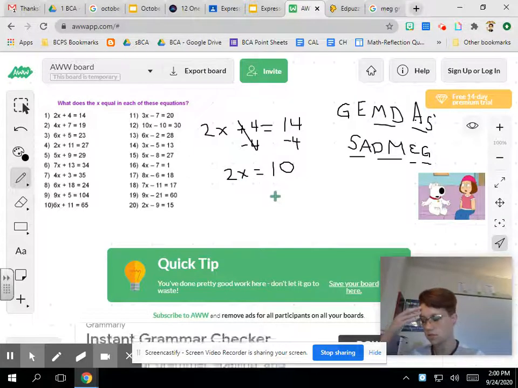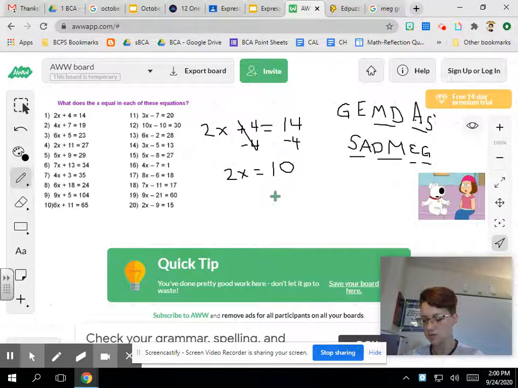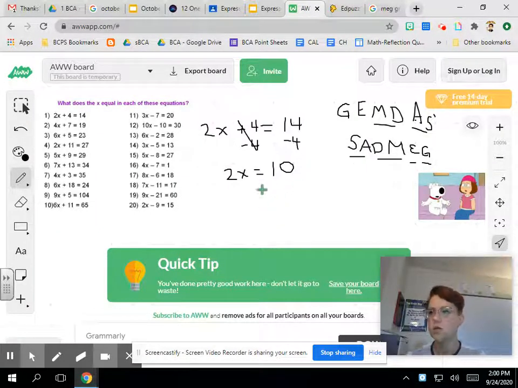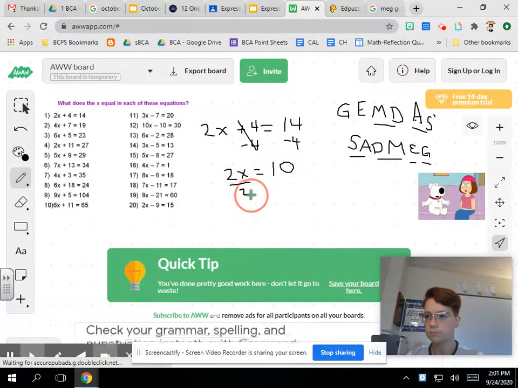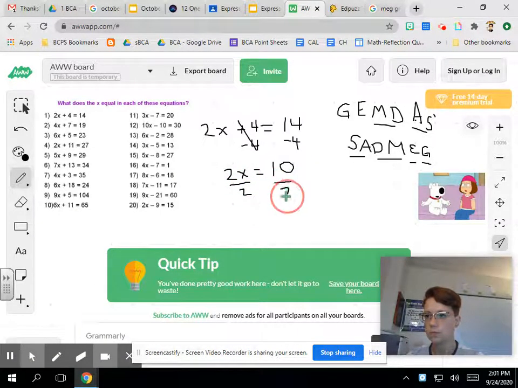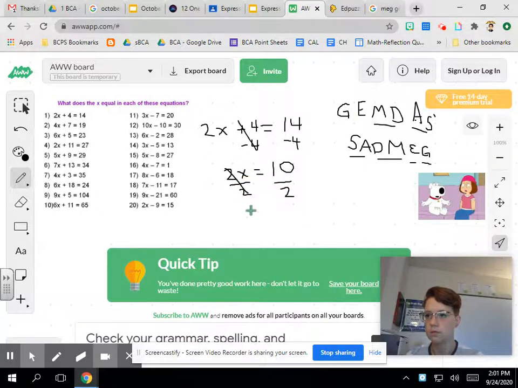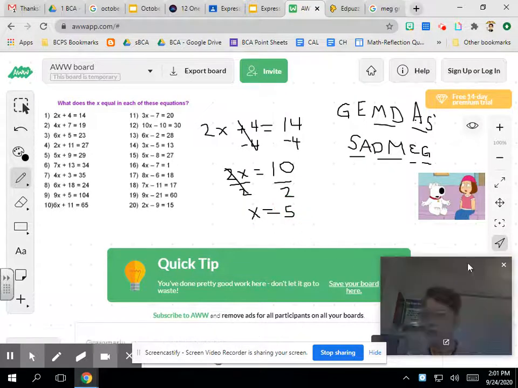So we ask ourselves, what do I multiply by 2 to get to 10? We know this is 5. If it were something a little bit trickier, say there was a fraction or a decimal involved, we would undo the multiplication, because multiplication and division comes next, by dividing by 2. And then we find out 2 divided by 2 is 1. So 1x is equal to 5. Thanks, Meg.